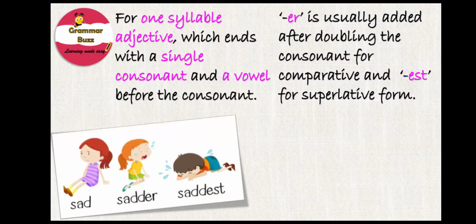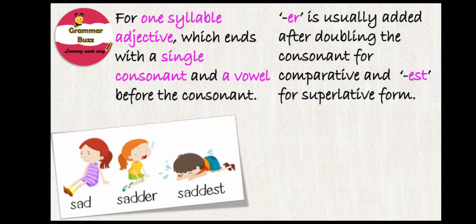Take a look at the first one. The first one-syllable adjective in the positive degree is sad. Note that the consonant in this word is D, and just before it we have a vowel A. In accordance with the rule to form the comparative degree, we double the consonant D and then add an ER to it. So the comparative degree of sad is sadder. Similarly, to form the superlative degree, we'll first have to double the consonant and then add an EST. Hence, the superlative degree of the adjective sad is saddest.